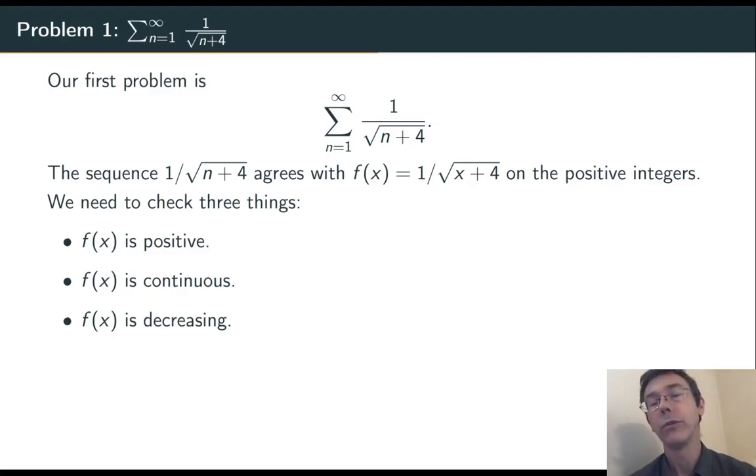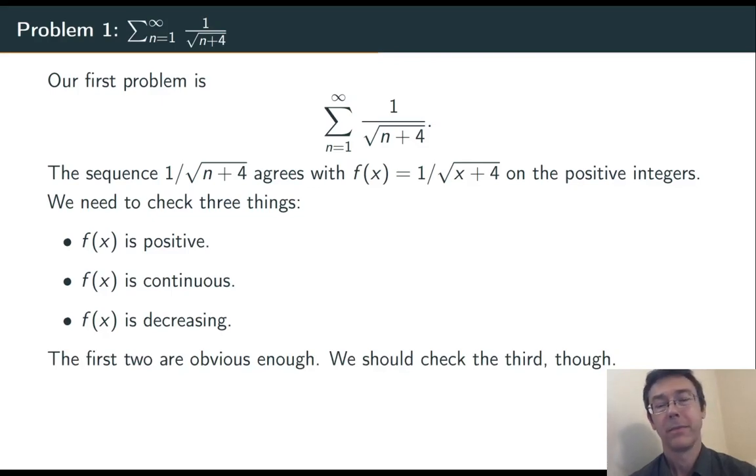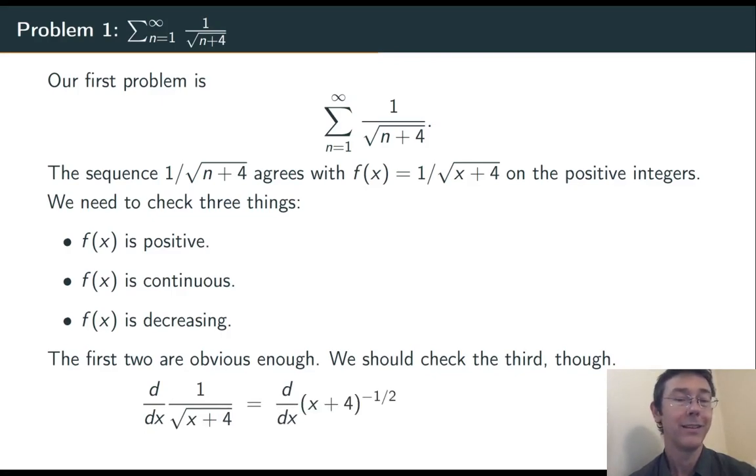Fortunately, we have a tool for determining when functions are increasing and decreasing. It's called the derivative. So let's actually differentiate 1 over the square root of x plus 4. Or to say it differently, differentiate (x plus 4) to the negative 1/2. We get negative 1/2 times (x plus 4) to the negative 3/2, which is always negative, because (x plus 4) to the negative 3/2 is always positive.